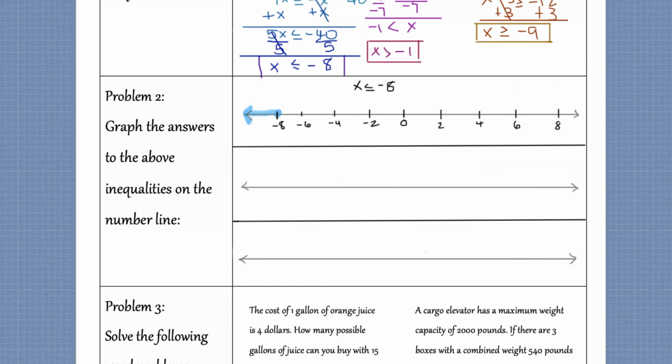For our next one, our answer that we had gotten was x is greater than negative 1.